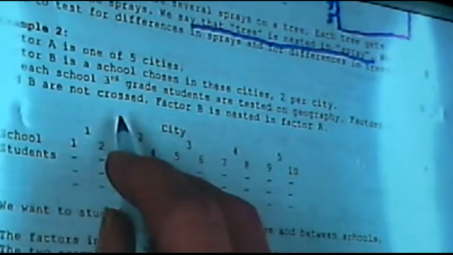Here's a second example of a similar nature. Factor A is one of 5 cities. Factor B is a school chosen in these cities, 2 per city. So in each school, 3rd grade students are tested on geography. Factors A and B are not crossed. Factor B is nested in factor A.